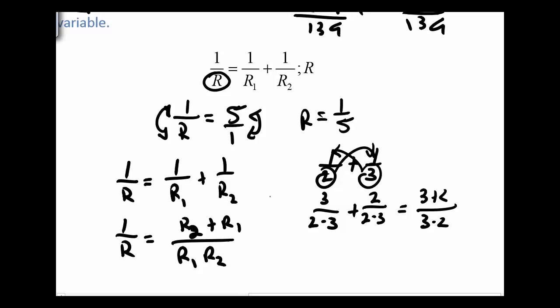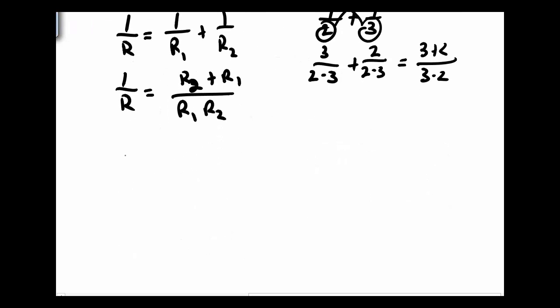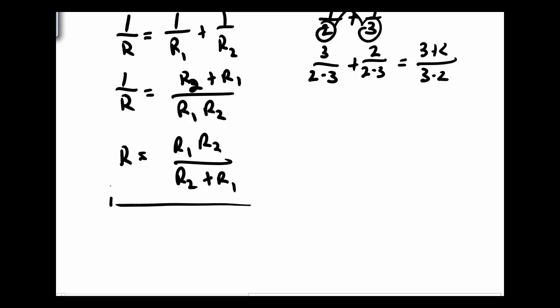Then, what next? Well, we now have it 1 over R equal to a single fraction. And what do we say we're going to do if we get it equal to a single fraction? We're going to flip it, get the reciprocal. So we get R equals R1, R2 over R2 plus R1. And at that point, we are done. That's about as simplest form as we can get.